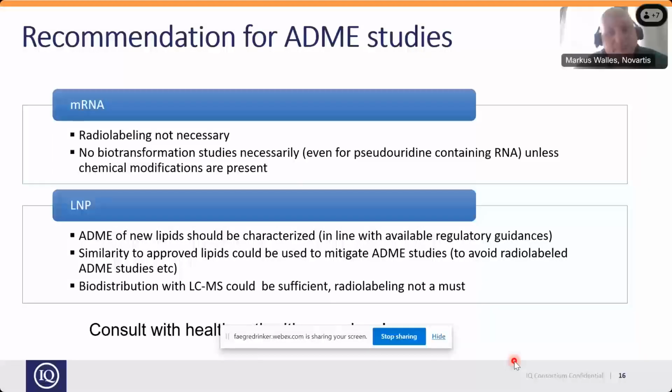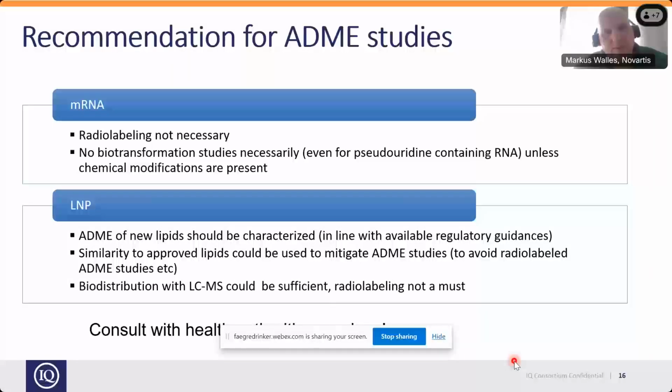For the LNP particles, it would be important that new formulation components are thoroughly characterized. So if you introduce new lipids in your formulation, you need to conduct the relevant ADME studies. But nevertheless, as I showed before, you can also refer to approved lipids. So if you use lipids in your formulation which have been approved before, this can be used to mitigate some ADME studies or even waive some, and also to avoid radiolabeled studies. In general, we feel that biodistribution with LCMS could be sufficient. Radiolabeling, of course, can add some value, but it's not a must.